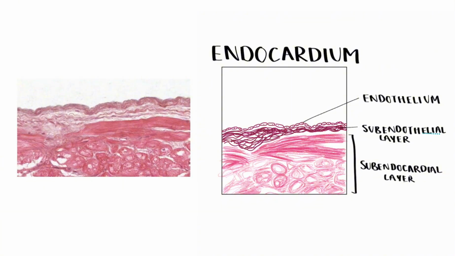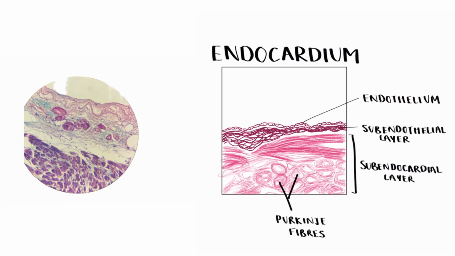It contains connective tissue, and very importantly, it contains Purkinje fibers. In this slide, we can see a clear image of Purkinje fibers. Purkinje fibers are specialized cardiomyocytes, which are part of the conducting system of the heart. They are larger and paler than normal cardiomyocytes. They are paler due to their higher glycogen content, and glycogen is eosinophilic.